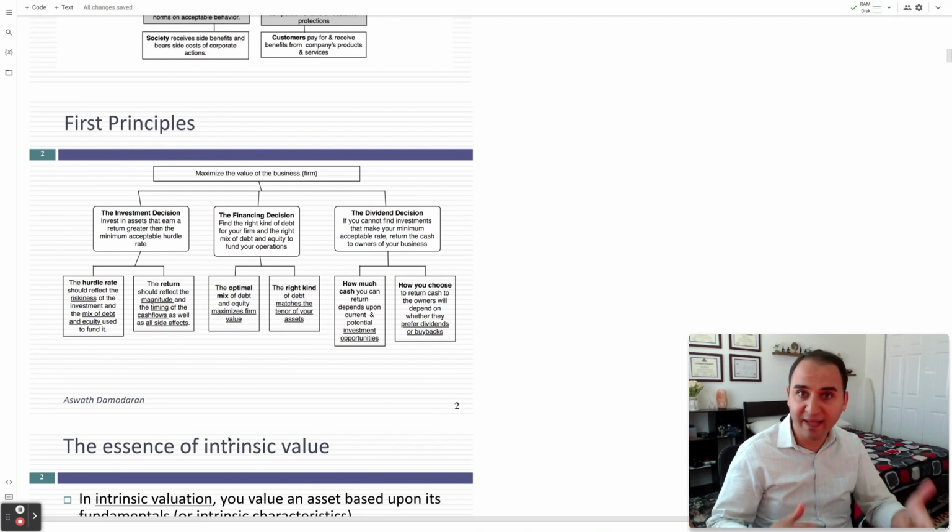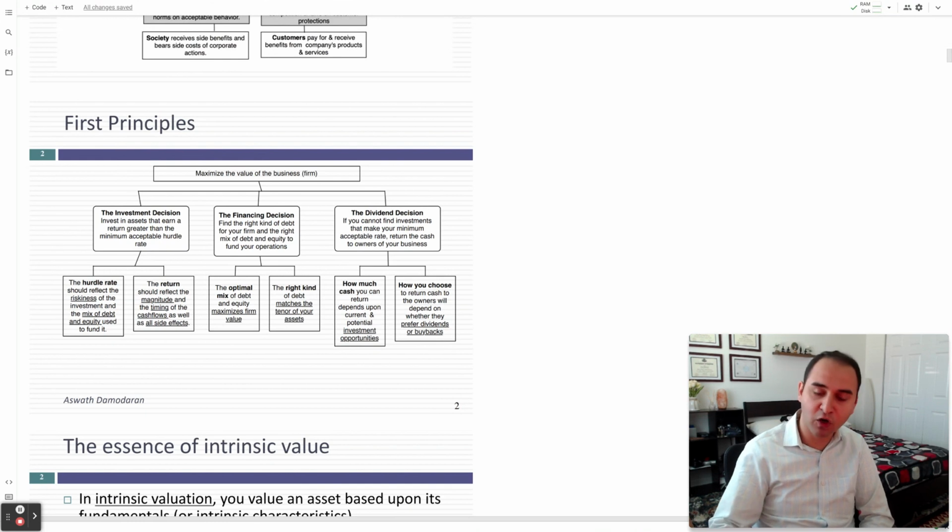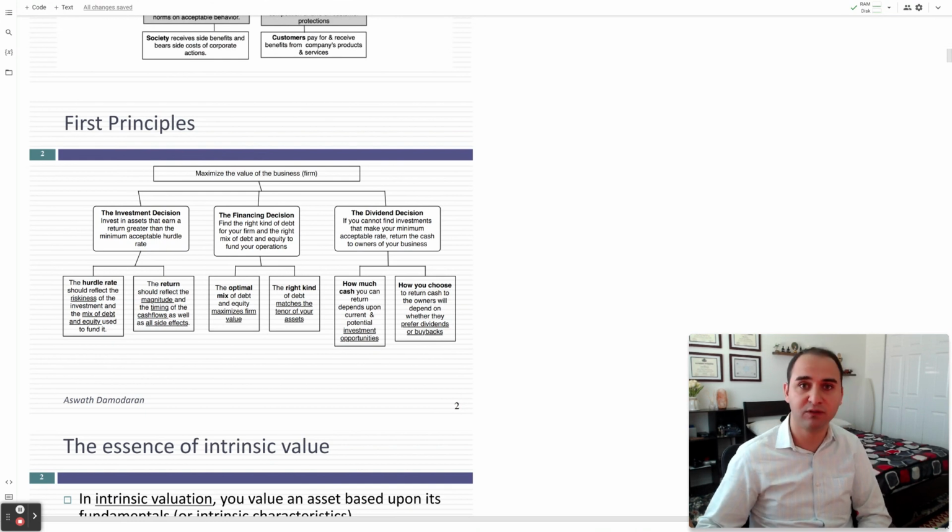The management who are running the business are in charge of making those decisions. When the dividend decision comes, when the business grows, it produces an excess amount of cash. It's a management decision: okay, how much are we going to give back to the shareholders and how much are we going to keep to reinvest back into the business?